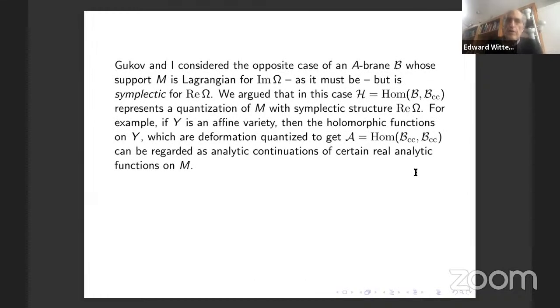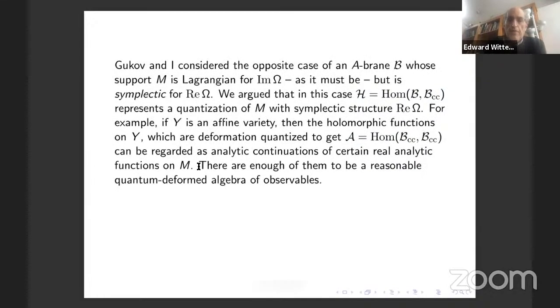So for example, suppose Y is an affine variety. Then the holomorphic functions which are deformation quantized to get A are the holomorphic polynomials on Y. Let Y be an affine variety that's a complexification of a real affine variety M. Then the real analytic functions on M have analytic continuations that are complex analytic functions on Y, which were deformation quantized to get this algebra. And this algebra acting on this state space means that certain real analytic functions on M have become operators on the state space. And there are enough of them to be a reasonable quantum deformed algebra of observables.